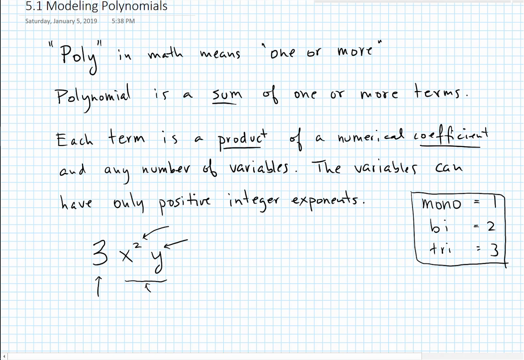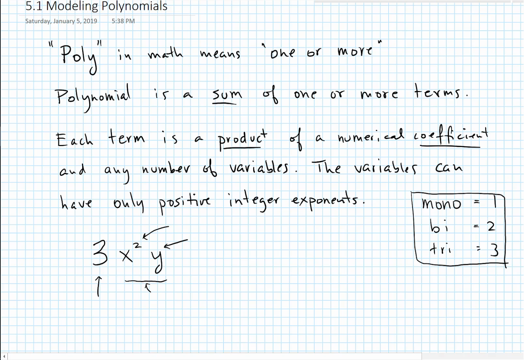This new chapter is all about polynomials, and in the first lesson we're going to learn about modeling polynomials. Poly in math just means one or more, so it could be 1, 2, 3, 4, any number. Polynomial is a sum, or one or more terms, so we're adding them, a sum. Now in practice that means you can also subtract them. Addition and subtraction are essentially the same thing.